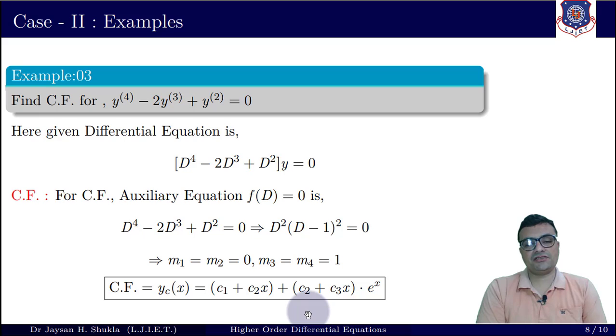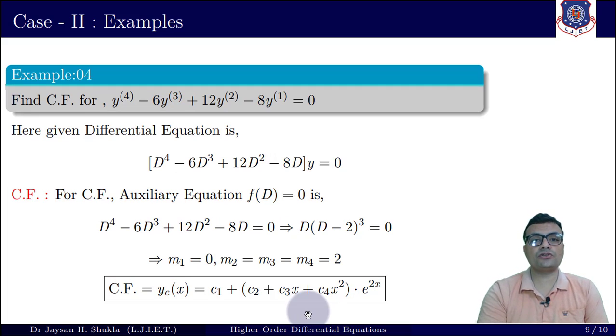repeated by nature, and it may happen that your roots come along with some non-repeated roots also. Let me consider one more example. Here you have y raised to 4 minus 6y cubed plus 12y squared minus 8y raised to 1 equals 0. Considering the differential form, it gives us (D raised to 4 minus 6D cubed plus 12D squared minus 8D) y equals 0.